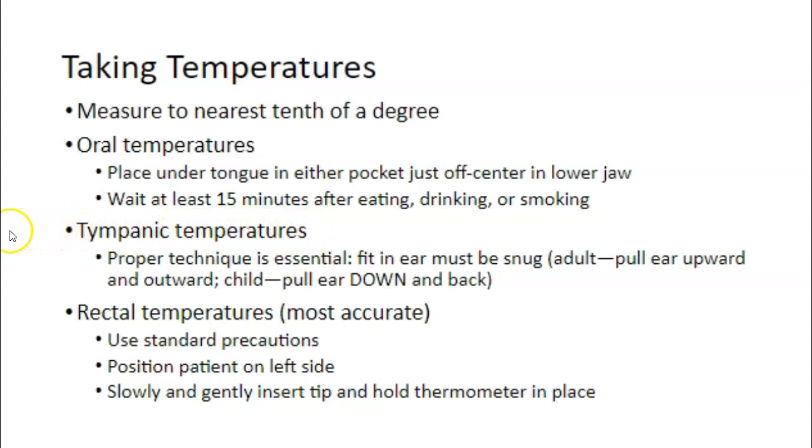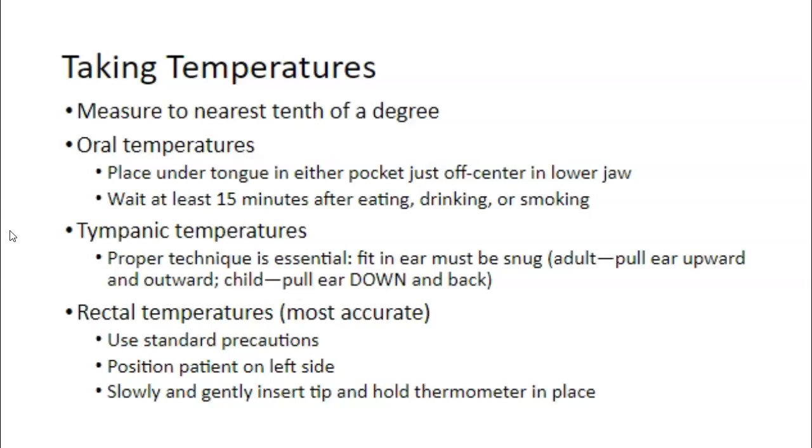So the tympanic ones, once again, these are kind of nice. They became real popular 10 years ago. They're like $35 to $40 to purchase. A lot of parents, that's what they opt to buy. And once again, they're probably the quickest, the easiest, the most comfortable. Just got to make sure that it snugly fits in the ear canal. And we'll kind of demonstrate. With an adult, you have to pull the ear upward and outward. In a child, you have to pull the ear down and back because the canal is shaped a little bit differently.